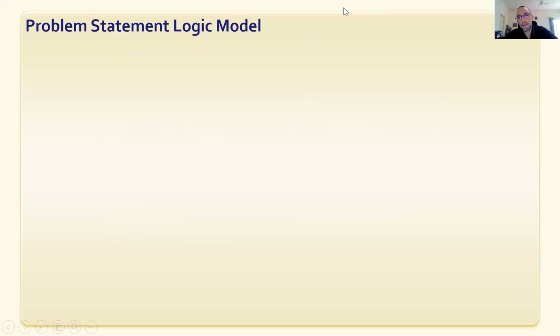Okay, so now I want to just quickly take you through this. I kind of came up with this. I don't know if it's really useful, but it's called the problem statement logic model. And you can do this for yourself. I think it could be quite helpful.